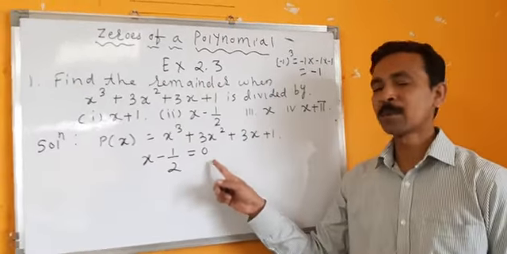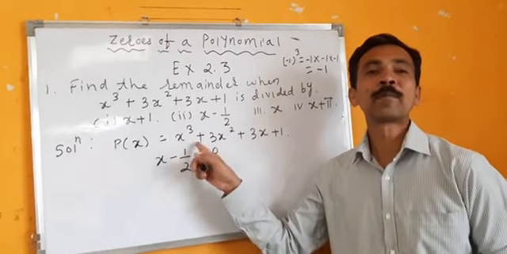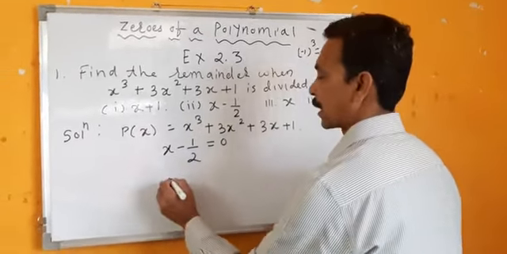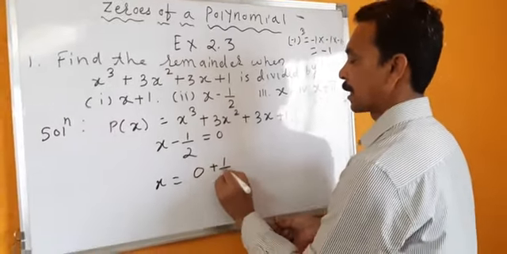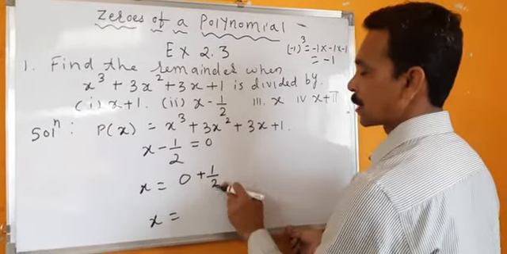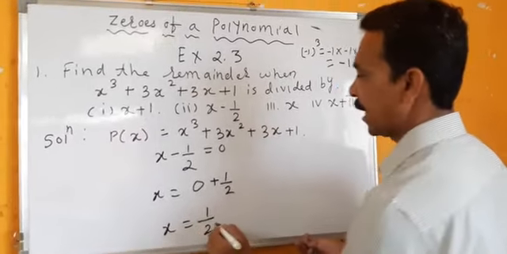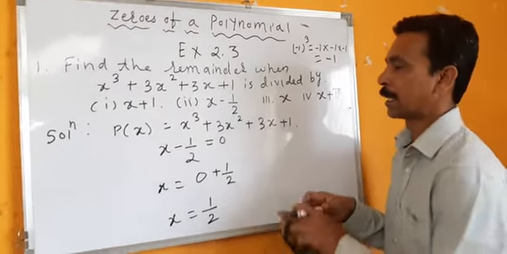Why do we have to take 0? Because we have to find the value of x to put in this algebraic expression. So x minus 1 by 2 is equal to 0. Minus 1 by 2 goes to the right hand side and becomes plus 1 by 2. So x is equal to 0 plus 1 by 2, which is 1 by 2.